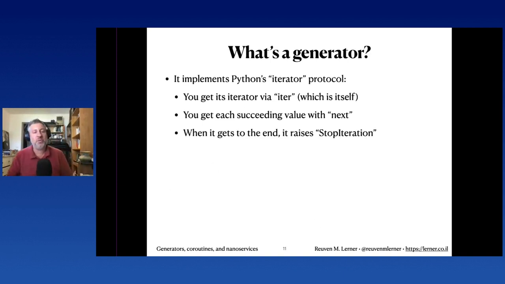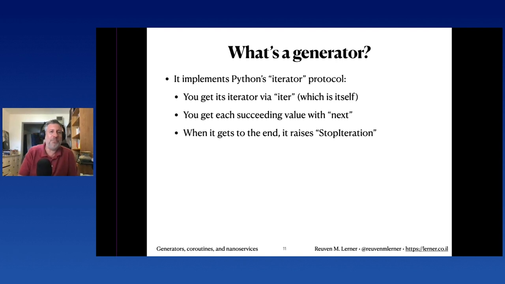So what is a generator after all? What is this object that we got back that our generator function is creating? And the answer is that a generator is an object that implements Python's iterator protocol, meaning we can get the iterator for an object with the iter function. And in this case, the generator's iterator is itself. And we're going to talk about this more in just a moment. You get each next value by calling next. And when it gets to the end, it raises the StopIteration exception.